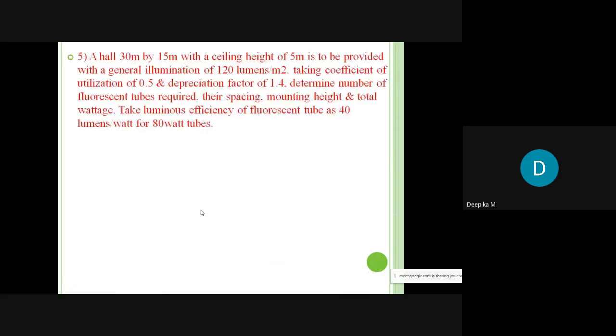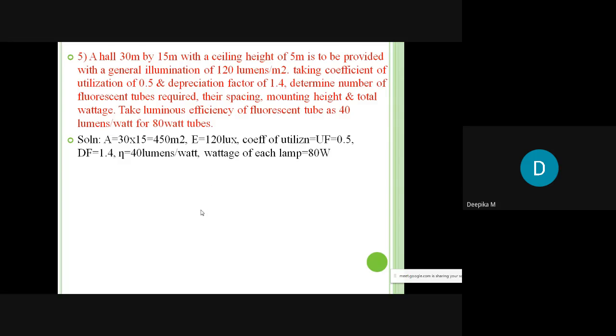In the fifth problem, we have a wall with dimensions 30 and 15 meters, and the ceiling height is given. This is not the mounting height, and the mounting height has to be calculated here. The other data are also given. We need to calculate the mounting height, the spacing, and the total wattage. The wattage of each lamp is given in the problem itself, which is an 80 watt tube. First of all, we will list out all the data.